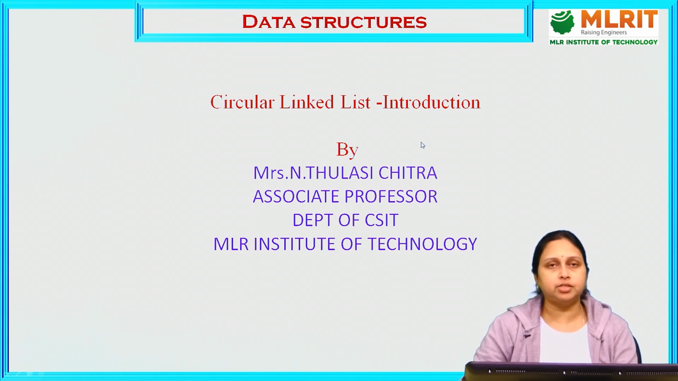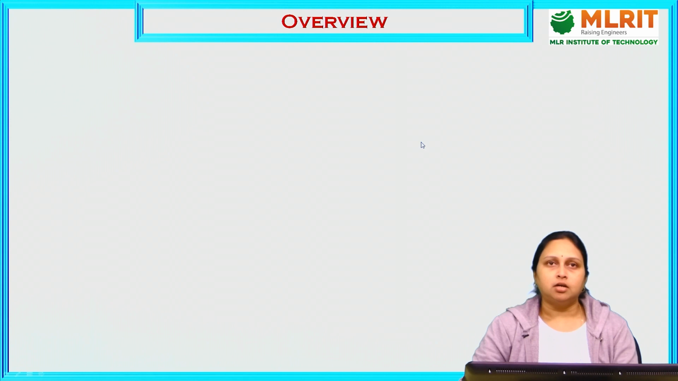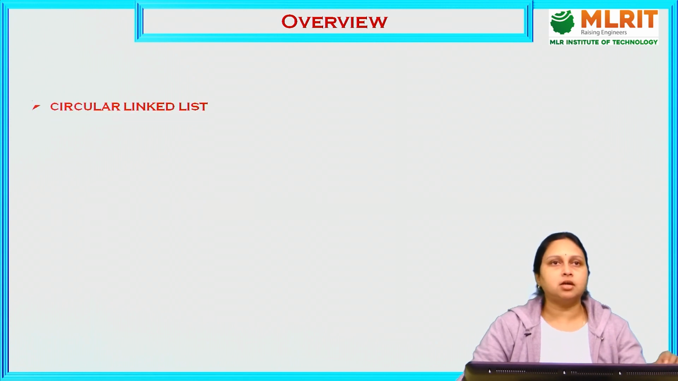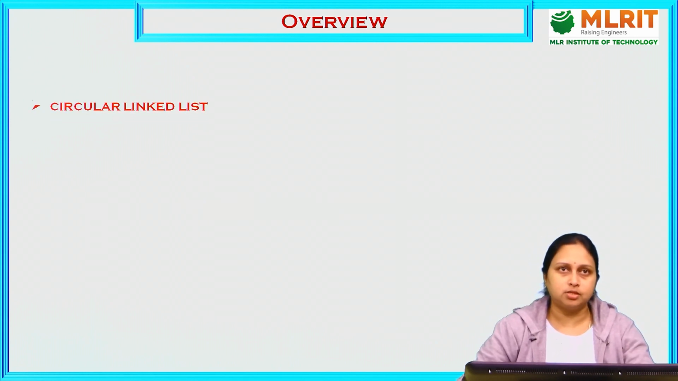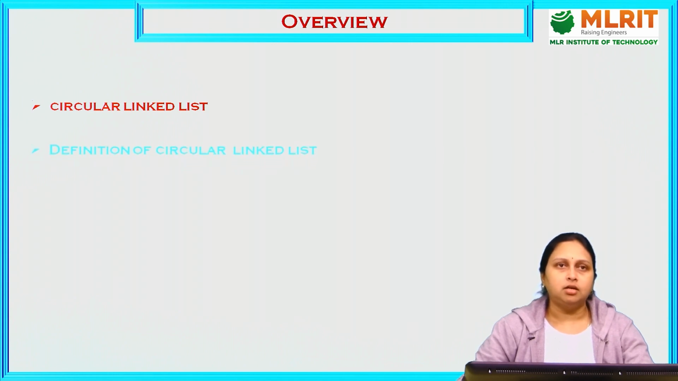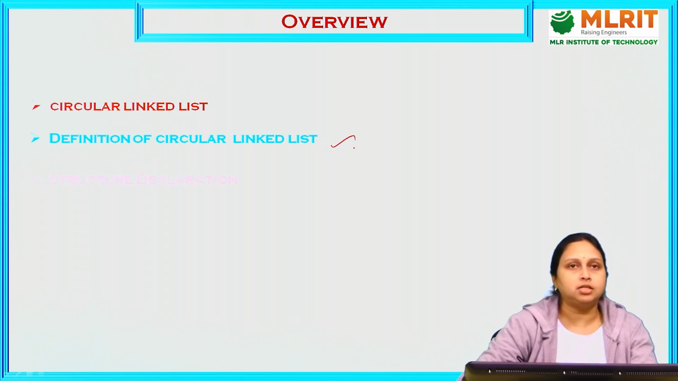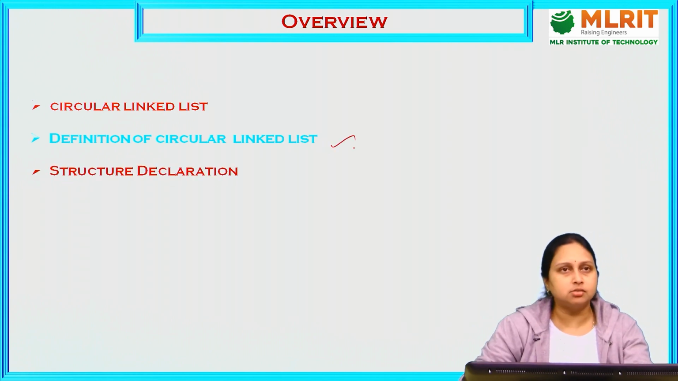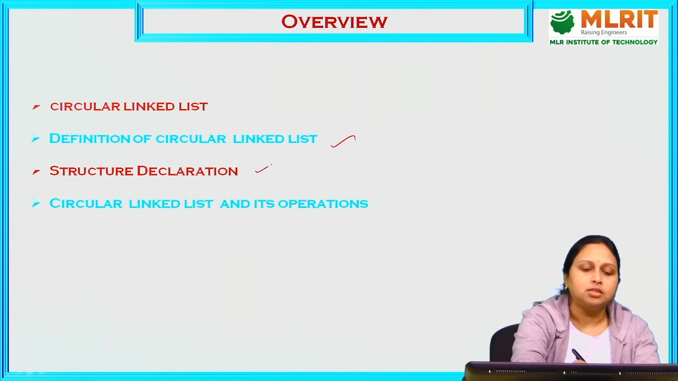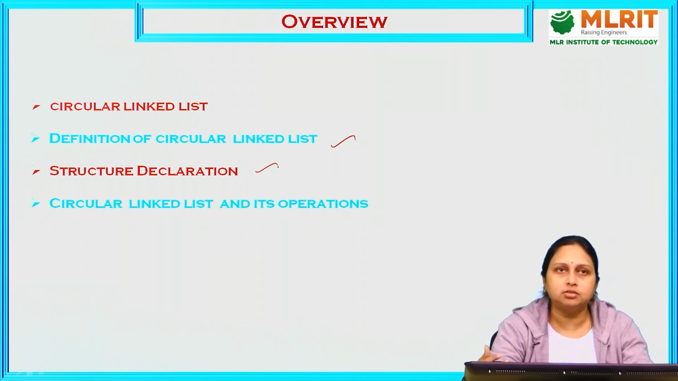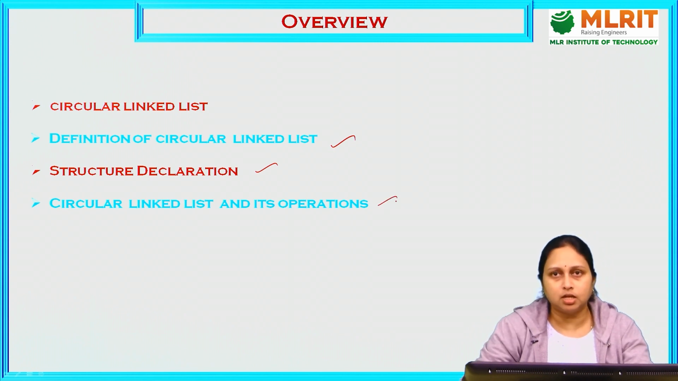Let us see today's overview of the course. In this session, we will be discussing the circular linked list. We will see the introduction, and then the definition of a circular linked list. Then we will see the structure declaration for a circular linked list, followed by circular linked list and its operations. What are the different operations we can perform on a circular linked list? This one we will look into.